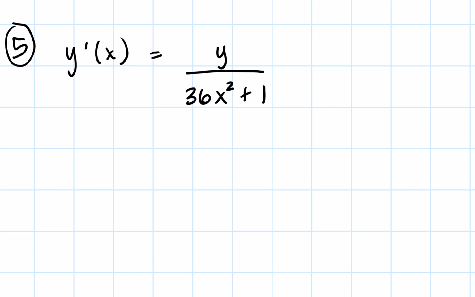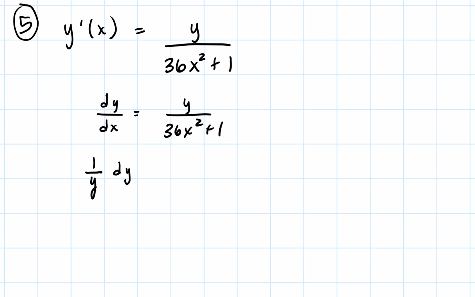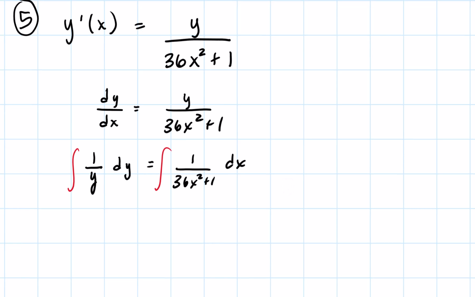Because I want to be able to separate my differentials, I'm going to write y prime as dy/dx equals y over 36x squared plus 1. I'm going to separate the differentials by dividing both sides by y. So I'm going to separate the functions and the differentials all at the same time. I'm going to get 1 over y, by dividing both sides by y, equals 1 over 36x squared plus 1, and I'm going to multiply the dx to the other side. Now I'm going to integrate both sides in order to find the solution here.